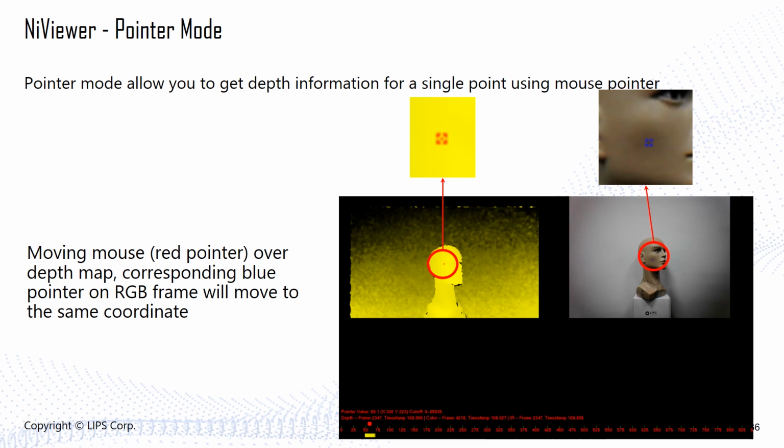In the NI viewer, when viewing the streaming, the pointer can be useful to provide the depth information, as you can see from the side-by-side with depth and RGB. The red pointer from the left, from the depth, will move along to the same location as the blue pointer from the right, at the RGB image.